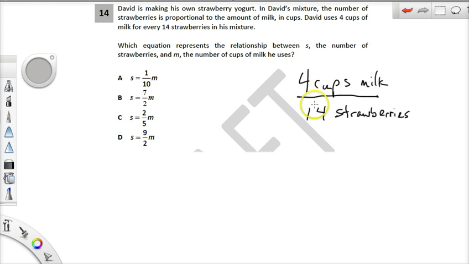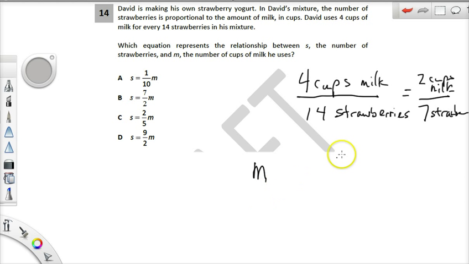So the first thing we could do is reduce this. So this is basically 2 cups of milk for every 7 strawberries. All right, so we just divided everything by 2. The way I like to think of it is, let's say you have a certain number of cups of milk, right?